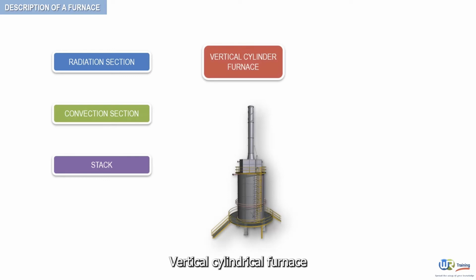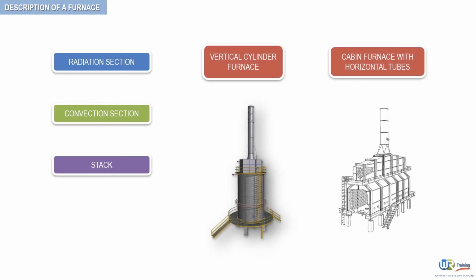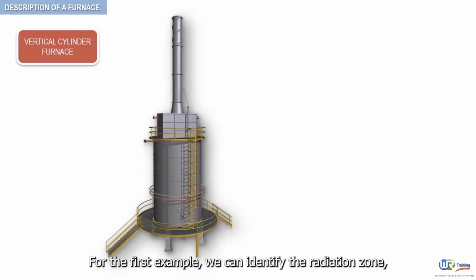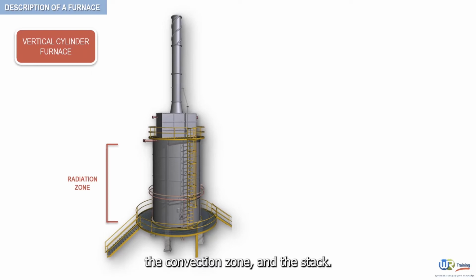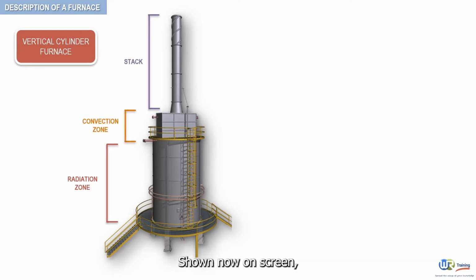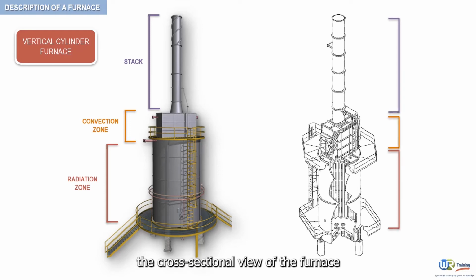Now, to better illustrate these concepts, let's have a look at two different types of fired heaters. Vertical cylindrical furnace and cabin furnace with horizontal tubes. For the first example, we can identify the radiation zone, the convection zone, and the stack. Shown now on screen, the cross-sectional view of the furnace.